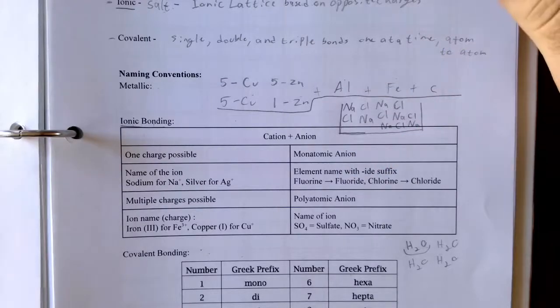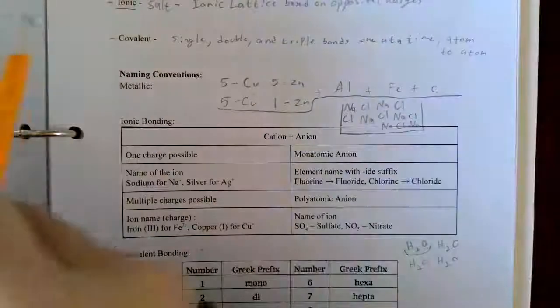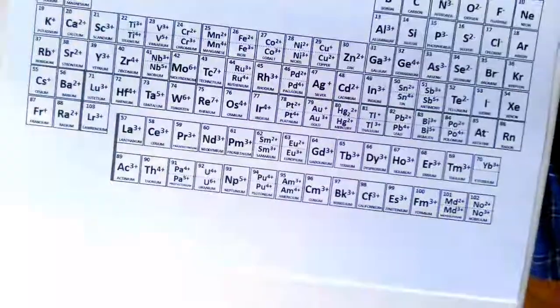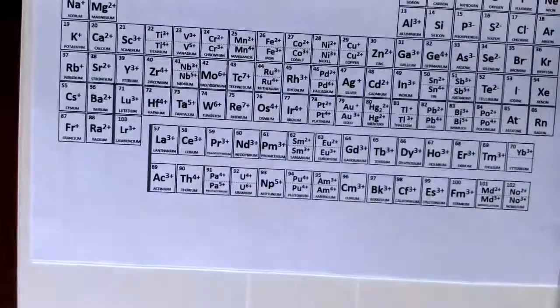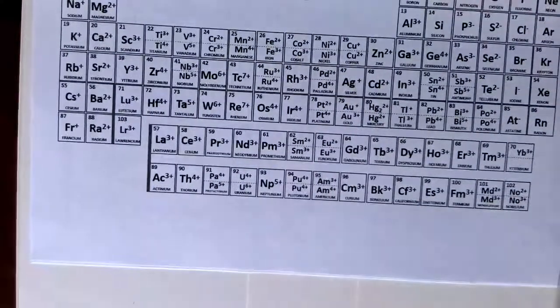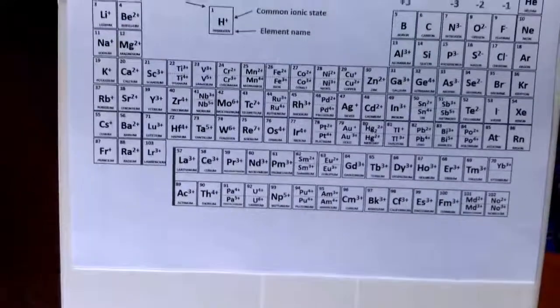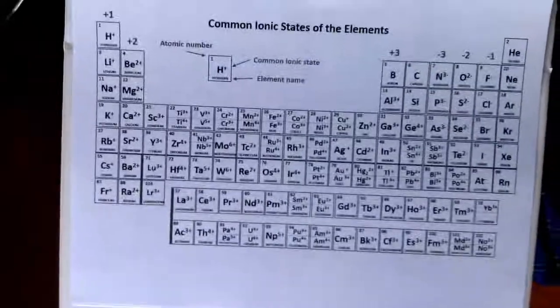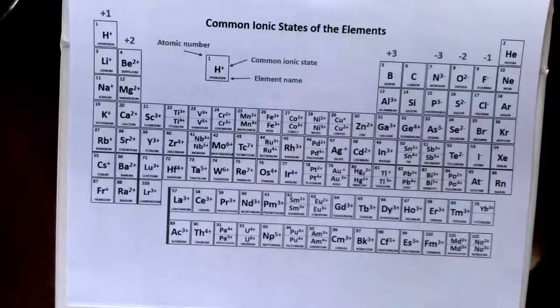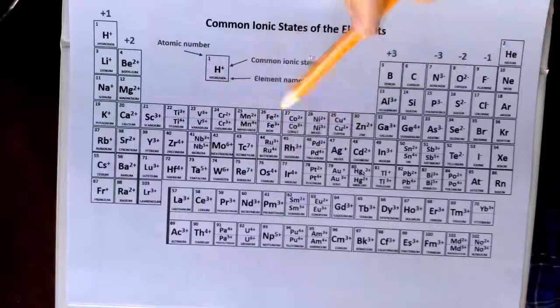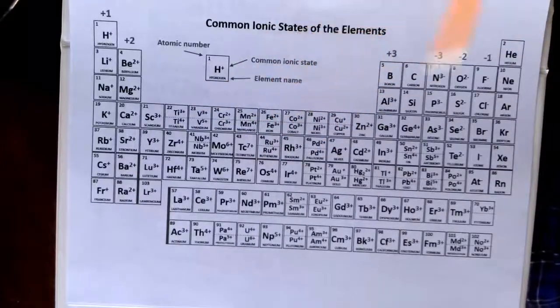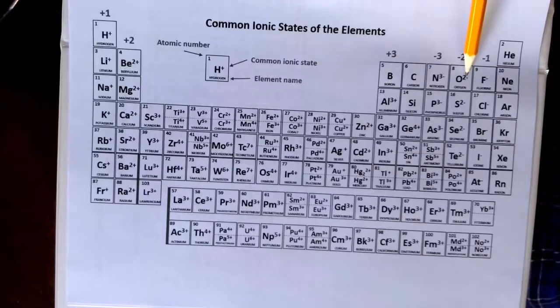And in order to do that, we're going to look back at a periodic table that we have towards the front of our book here. The first thing we need to look at is this table. This is a table of common ions for all of the different elements. Ionic bonding is going to be combinations of these different ions. Specifically, it's going to have a cation, a positive charge, mixing with an anion, a negative charge.